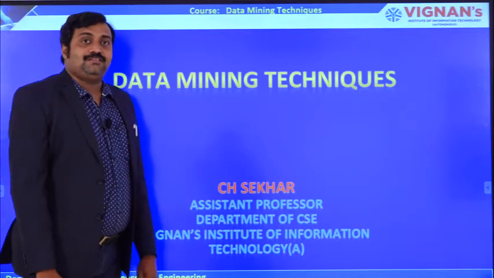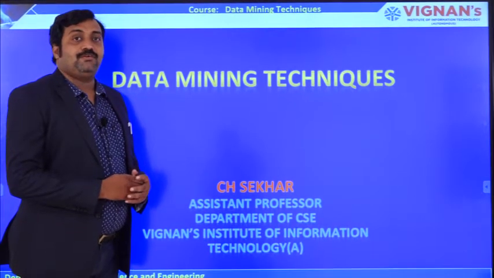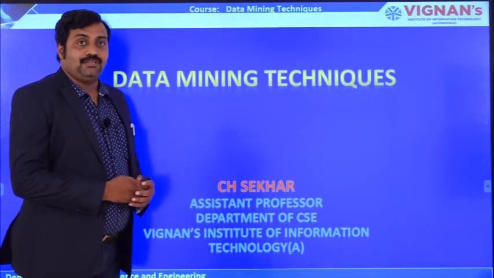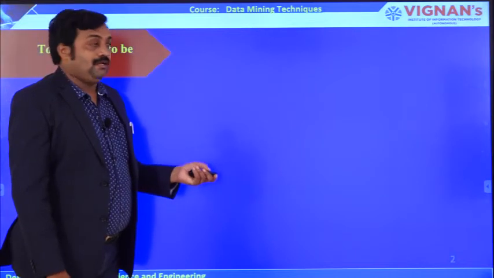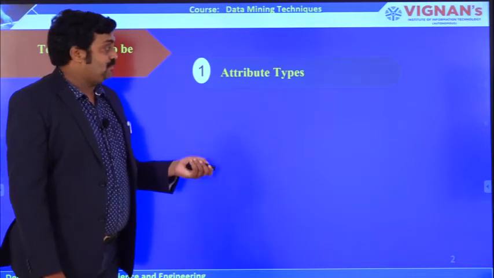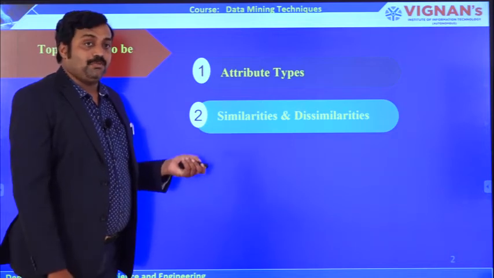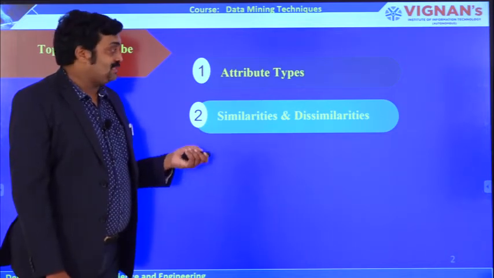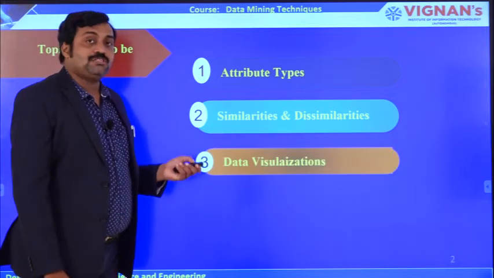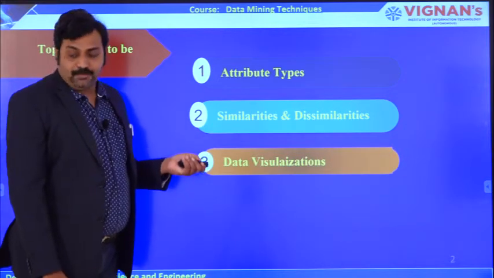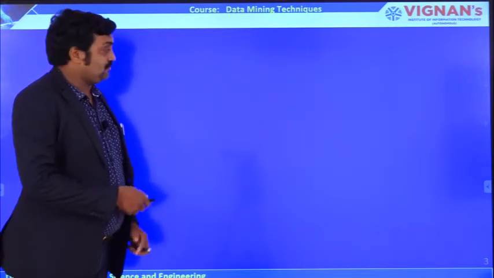Good morning friends. From the concept of previous sessions, today we are going to learn about very important things. Today we are going to learn about the data, attribute types, what is the difference between the two attributes, how we are going to measure similarity and dissimilarity. Then finally, how to display the output or attribute output in terms of visualization.